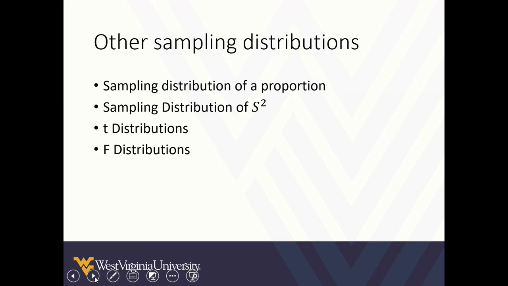So for us, we're really going to focus on four other sampling distributions. First, we're going to focus on the sampling distribution for a proportion. Then we will focus on the sampling distribution of our sample variance. And then we'll finish off talking about t-distributions and f-distributions.